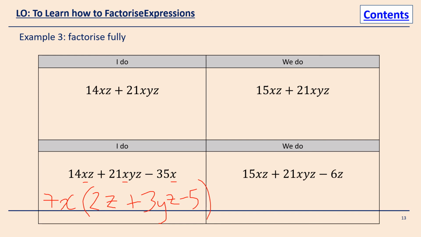So the answer is 7x brackets 2z plus 3yz minus 5. We can't put z on the outside because not all 3 terms have a z. Pause the video while you have a go at the we do.